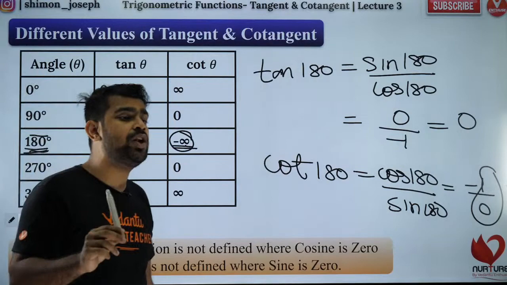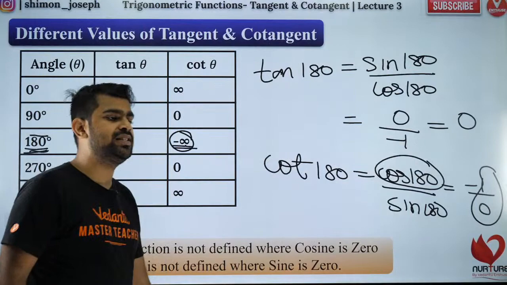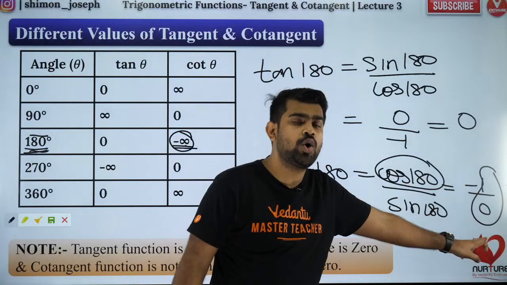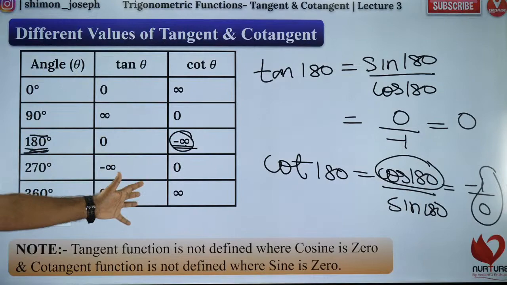Why minus 0? Where did I put minus 0? Siranjeevi, cos 180 is minus 1. Please, don't make such mistakes. Cos 180 is minus 1. That's what I wrote. I never told minus 0. Exactly, Vijay Kumar. Fantastic. Everybody cool with it? Nowhere I wrote minus 0. Please check it.